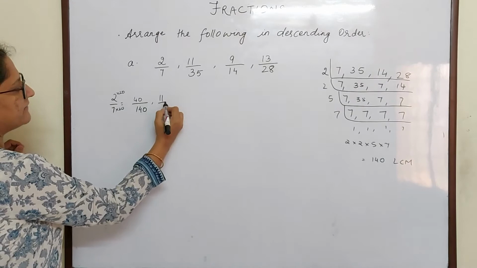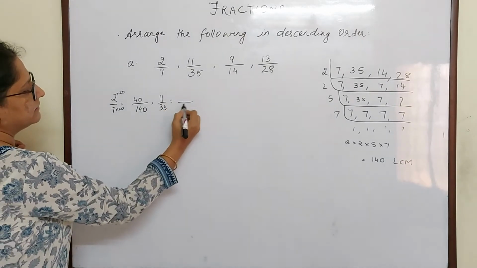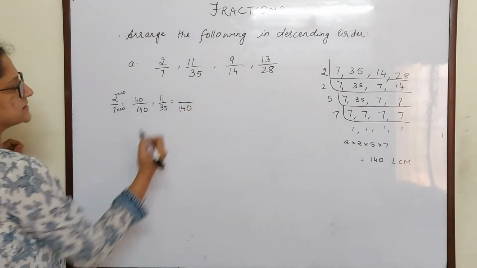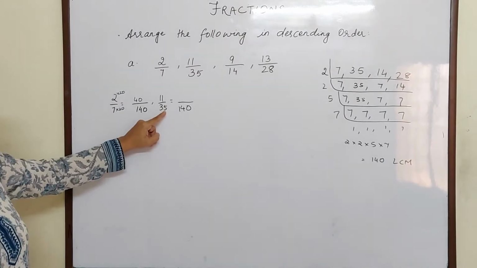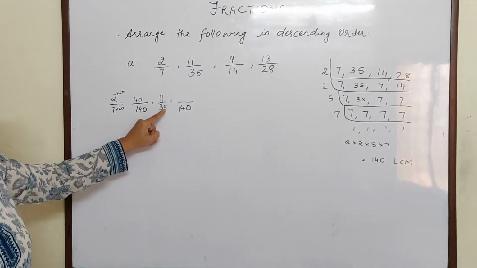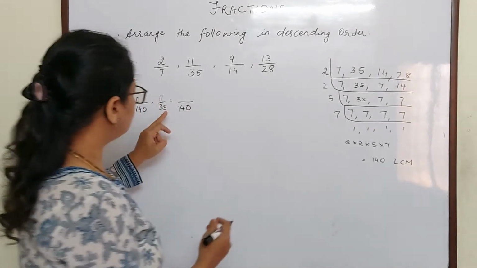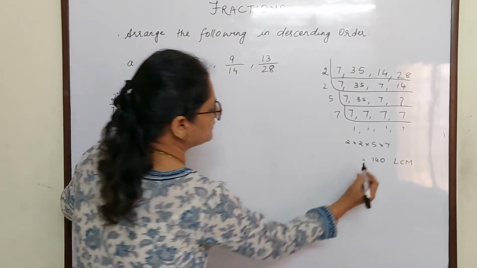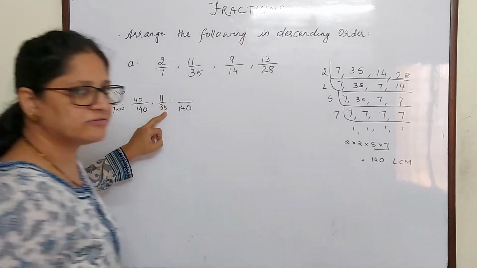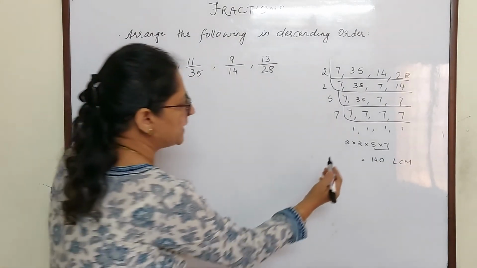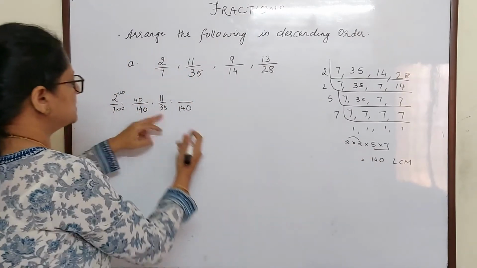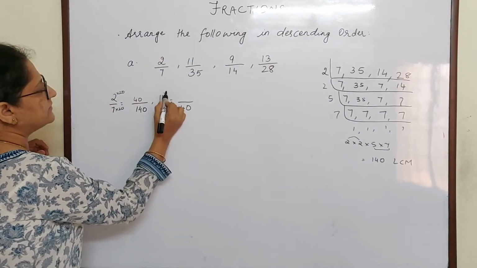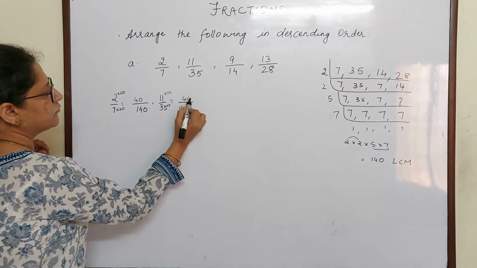Next is 11 by 35, which should be made 140 as the denominator. Now 35 into what will give you 140? If you have trouble with this, we can do one trick. Here already in the denominator 35 is there. So 7 5s are 35. Remove that. What is remaining? 2 2s are 4. That means 35 into 4 is 140. So 11 4s are 44.